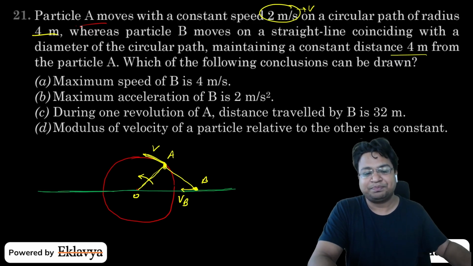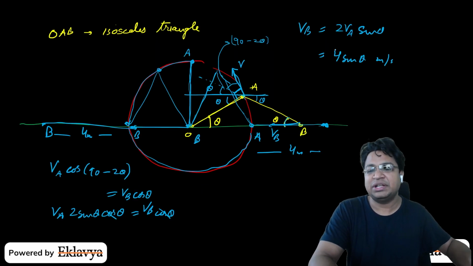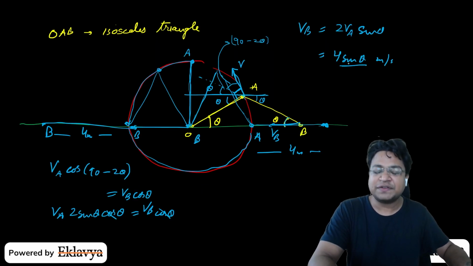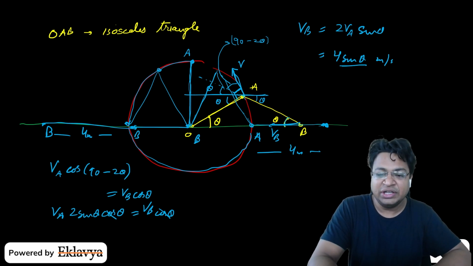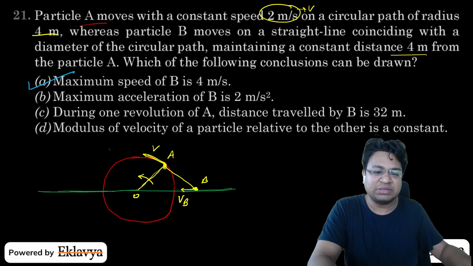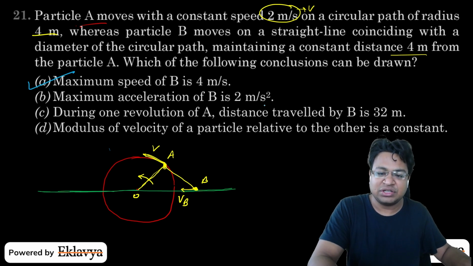Let's check out the options. So maximum speed of B is 4 meter per second. Yeah, that seems correct because the value of sine theta can take a maxima of 1 and that would happen when theta is equal to 90 degrees. So yes, option A is correct. Maximum speed of B.